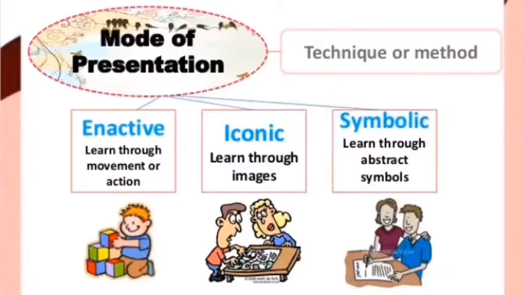In this slide, we can see the mode of representation, or the technique or method. First is enactive, which is learned through movement or action, ages 0 to 1 year old. The iconic is learned through images, ages 1 to 6 years old. Symbolic is learned through abstract symbols, and ages 7 years old and up.